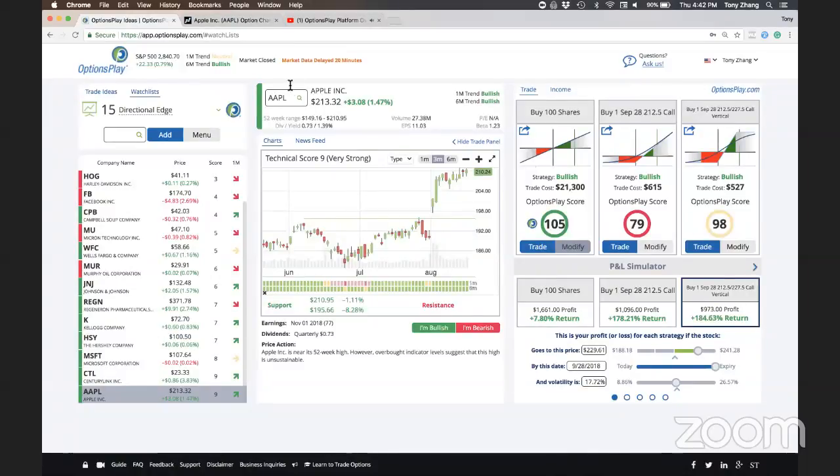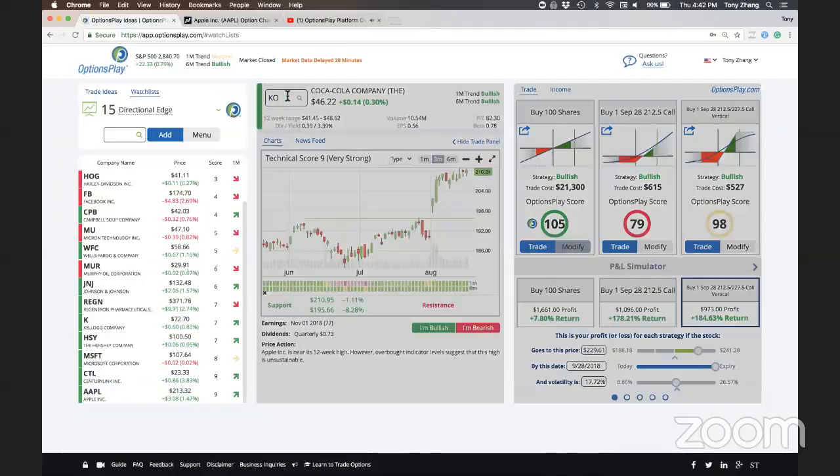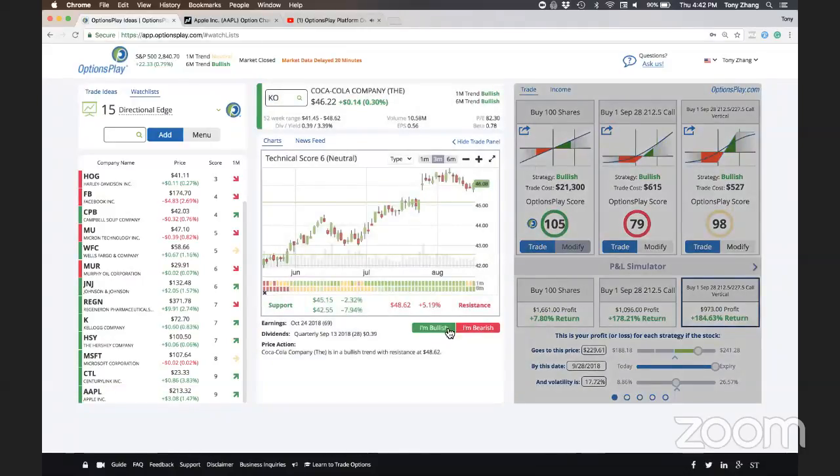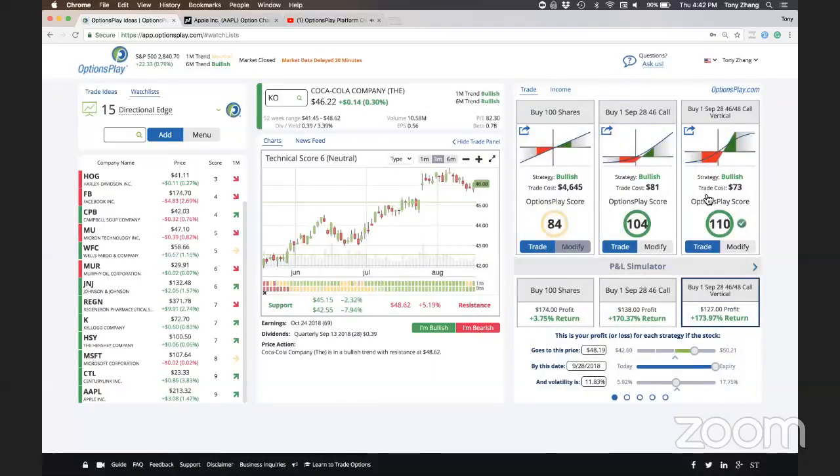All you have to do is type in any single stock. You have two buttons. You can click on I'm bullish and instantly be presented with 3 bullish strategies on an individual stock, or click on I'm bearish and be presented with 3 bearish strategies instantly.